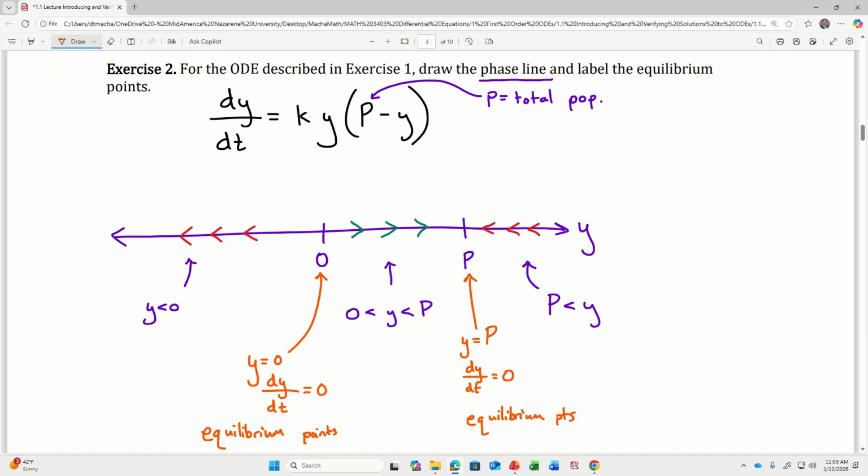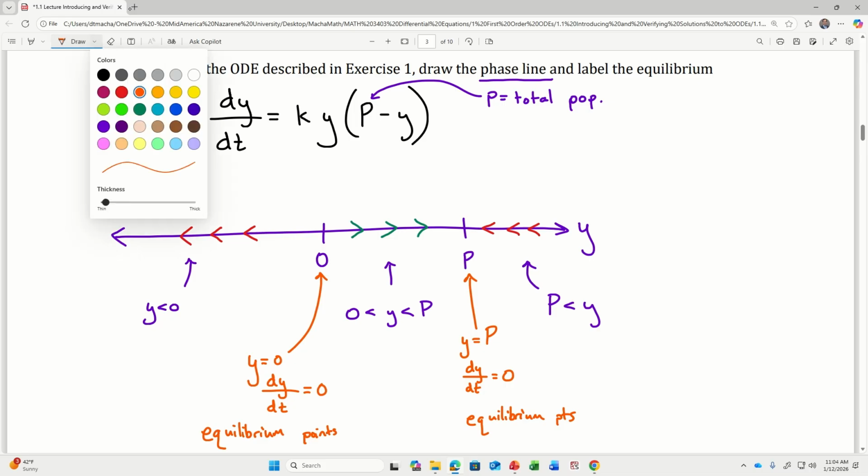And I should have said this earlier out loud, but the reason I had drawn my phase line like this, where I labeled where the 0 was and I labeled where the p was, is because I already knew these were equilibrium points in my head. But if you didn't know that, what you would do to find them is go back to your differential equation and set dy dt equal to 0. Then I can solve the equation 0 equals k times y times p minus y for the values of y, and that gives you your equilibrium points. This is the definition of equilibrium point: if dy dt is equal to 0, you're at an equilibrium point.